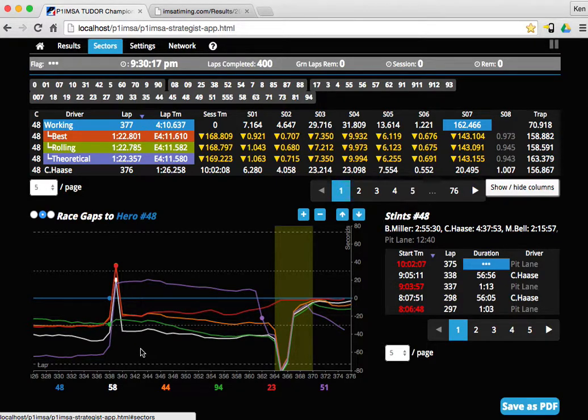There's a lot of other things that you can do with this race gap chart, and you can fit it into your own race strategy by observing these.